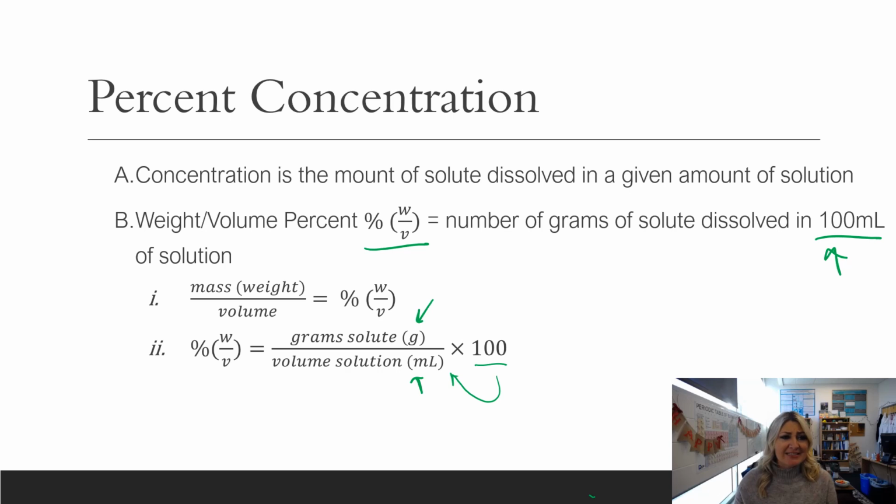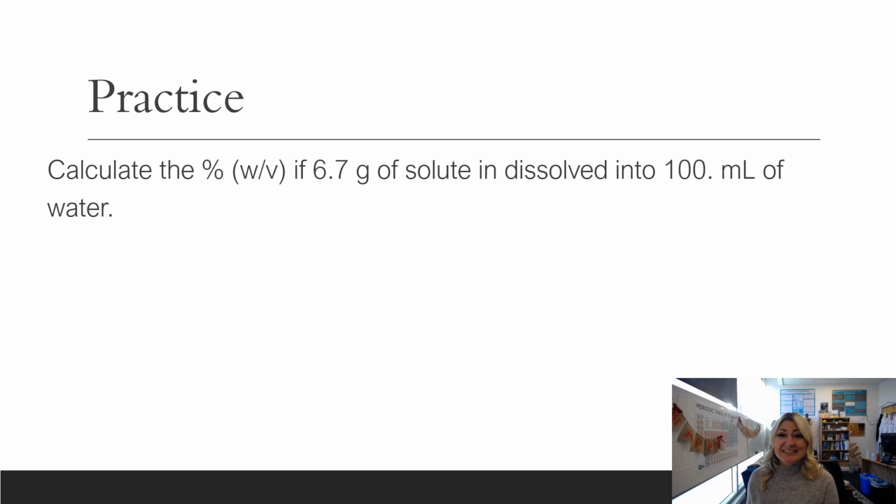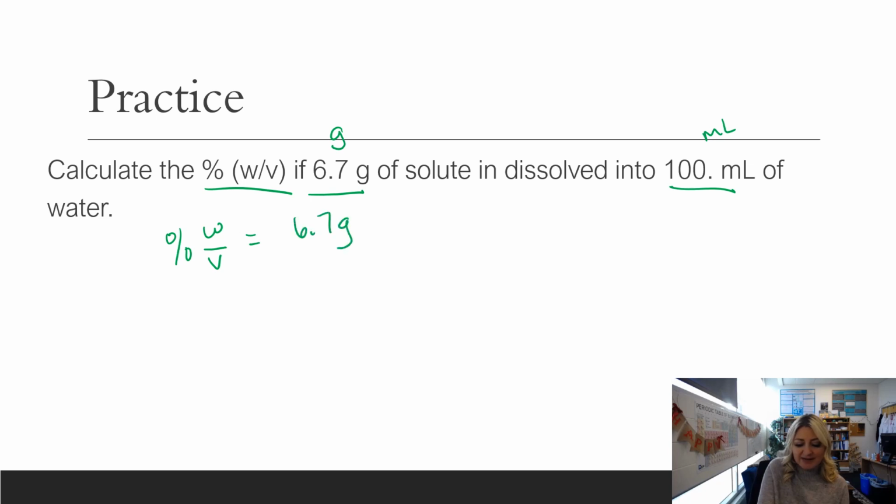Let's practice. I promised you we'd be ending on an easy note. Check this out. We're going to calculate the percent weight by volume if 6.7 grams, that's my grams of solute, is dissolved in 100. milliliters of water. That's my milliliters. Okay, so according to my percent weight by volume, my mass, 6.7 grams of solute divided by 100. milliliters of solution.